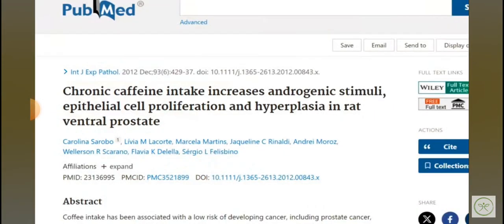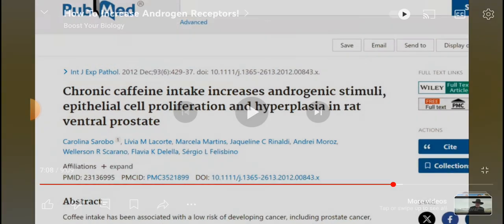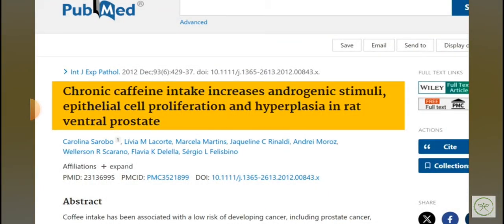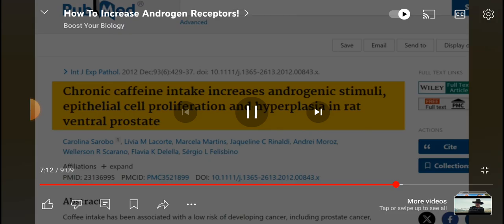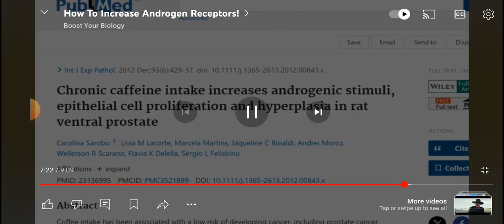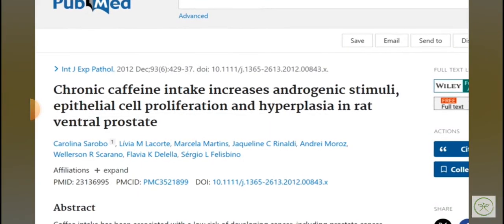Now this, what? Coffee? Forget caffeine? Are you kidding me, man? More toxic stuff, bro. Don't listen to this guy. Chronic caffeine intake increases androgenic stimuli. No, man. Protein synthesis does, okay? A positive nitrogen balance does, okay, dude? Proliferation and hyperplasia in rat ventral prostate. Well, we don't want that. We don't want our prostate getting bigger, whatever. The study is titled Chronic Caffeine Intake Increases Androgenic Stimuli. When looking at the prostate, they found that it increased androgenicity across the board.